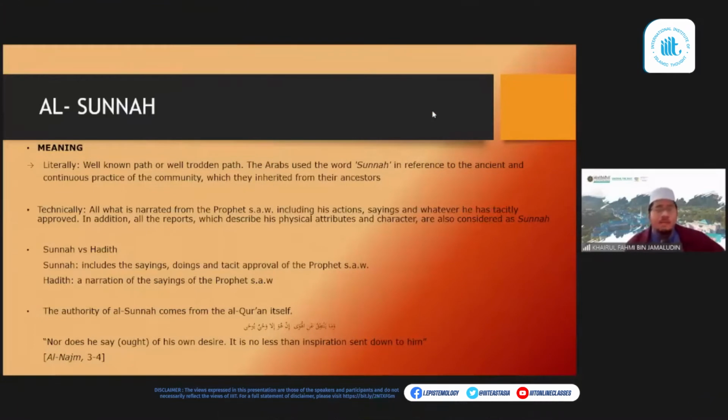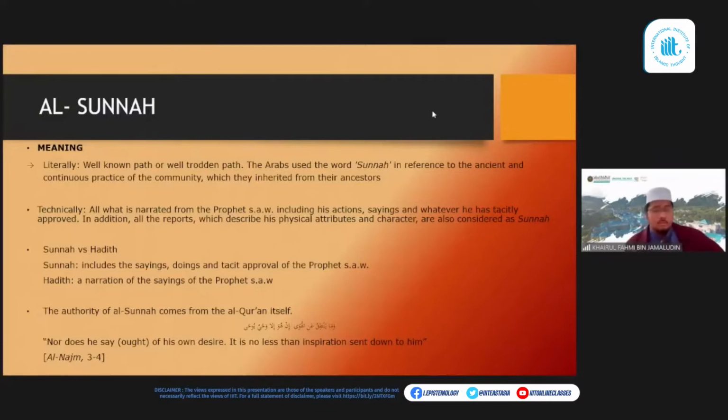Technically, it is all that is narrated from the Prophet Sallallahu Alaihi Wasallam, including his actions, his sayings, and whatever he approved, taqrir or iqrar. In addition, the reports which describe his physical attributes and his prophetic character are also considered Sunnah.